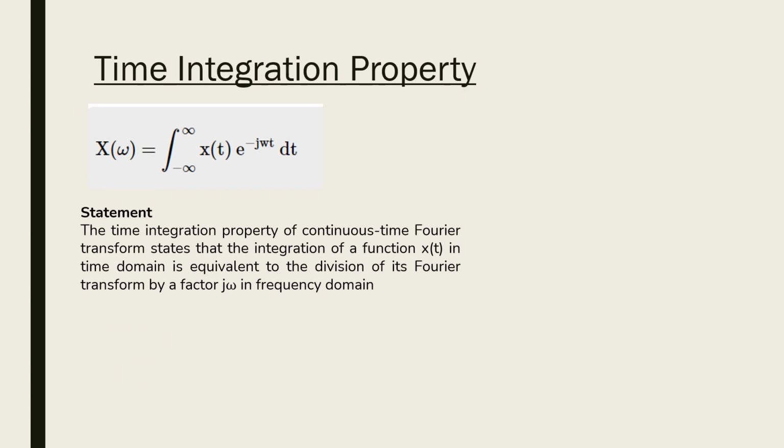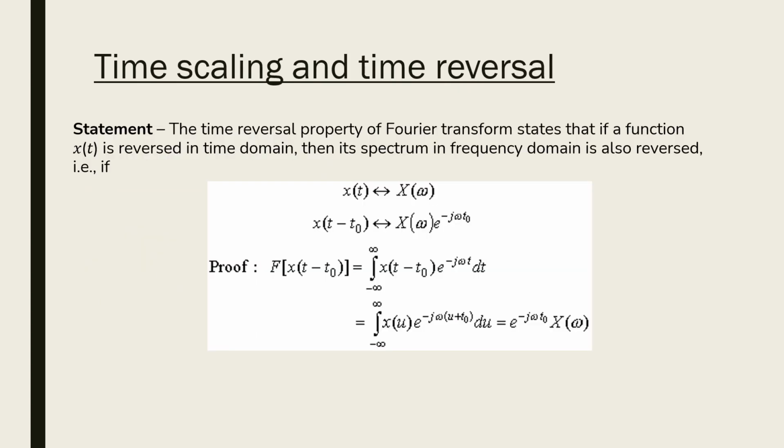The time integration property states that integration of a function x of t in time domain is equivalent to the division of its Fourier transform by a factor of j omega in frequency domain. This is the final expression we get by performing the Fourier transform to the given time integration. The next property is time scaling and time reversal. The time reversal property of a Fourier transform states that if a function x of t is reversed in time domain, then its spectrum in frequency domain is also reversed.